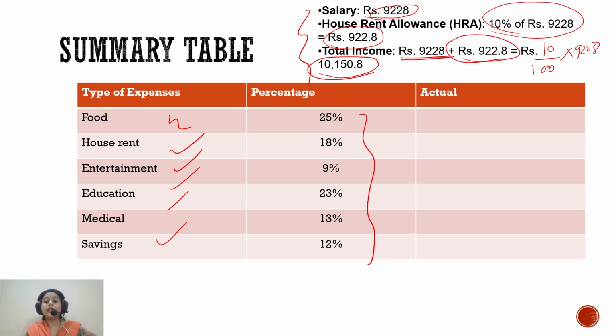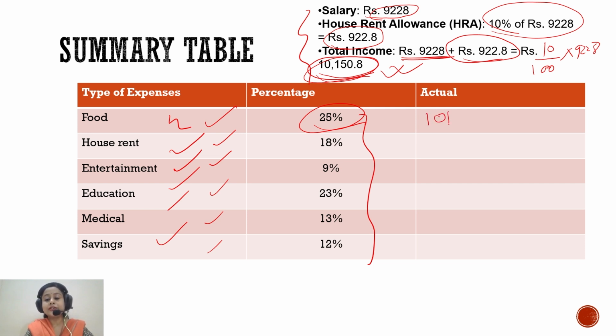Now out of total income, once you have this total income, you have to calculate the actual amount for each item mentioned here, for each head. Given the percentage and given the total income, very easily you will be able to calculate the actual money spent on each sector. Like 25% of total income is spent on food, right? So how will we calculate that?